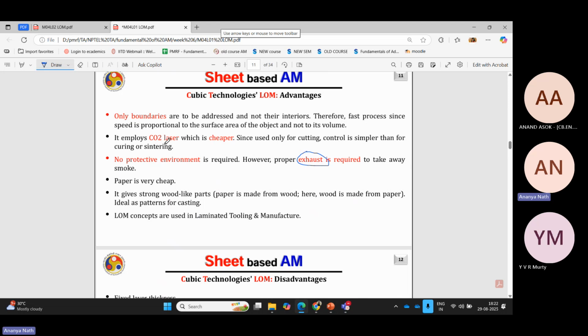Also, it employs a CO2 laser, which is cheaper. The CO2 laser is used for the cutting operation. You do not have to go for any hi-fi diode laser or fiber laser, which is very costly. So a CO2 laser can do the work.